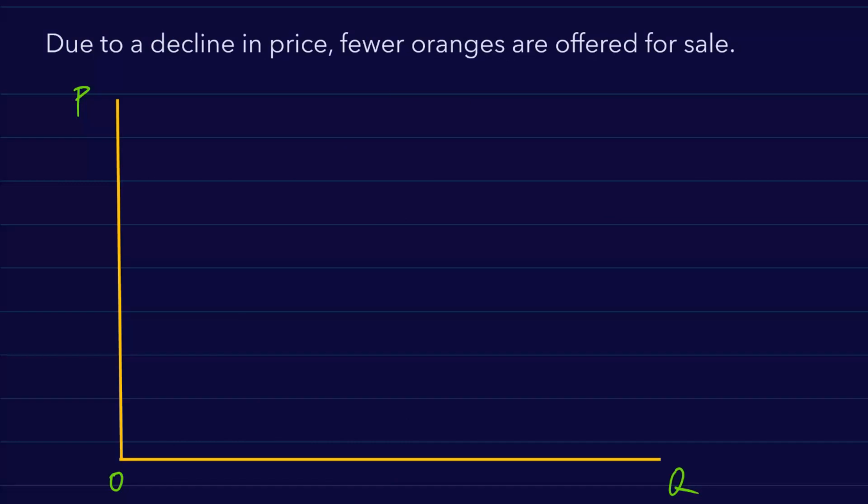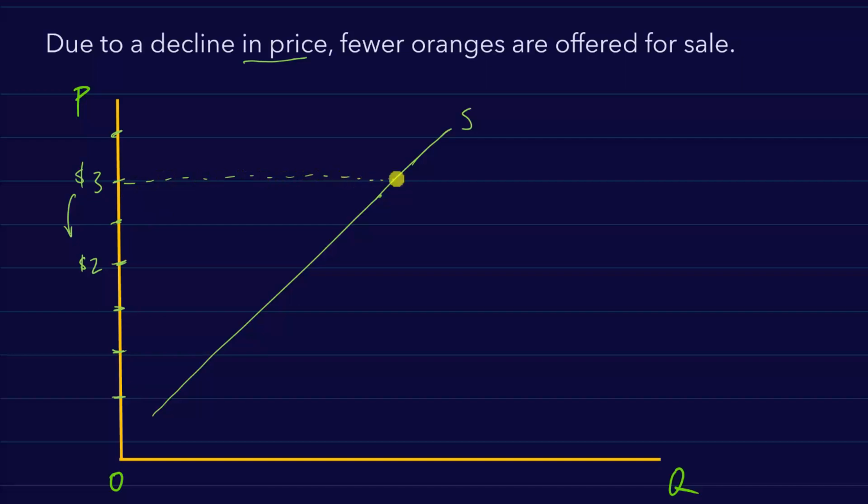Next, due to a decline in price, fewer oranges are offered for sale. Okay, so this is a change in price. Let's say per pound, we change from $3, and again, this is the price of the good being sold to consumers. And the price has changed from $3 to $2. So initially, we were here on the supply curve.